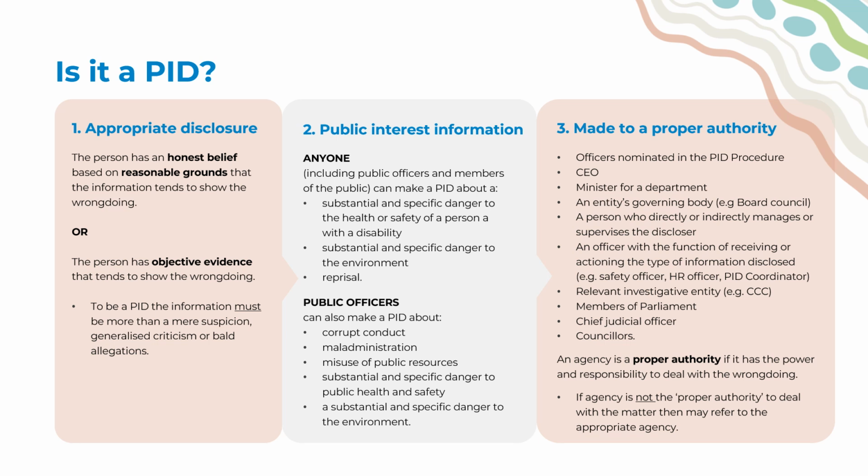3. Made to a proper authority. Officers nominated in the PID procedure: CEO, Minister for a department, an entity's governing body, e.g. board, council. A person who directly or indirectly manages or supervises the discloser. An officer with the function of receiving or actioning the type of information disclosed, e.g. safety officer, HR officer, PID coordinator. Relevant investigative entity, e.g. CCC. Members of Parliament, Chief Judicial Officer, councillors.